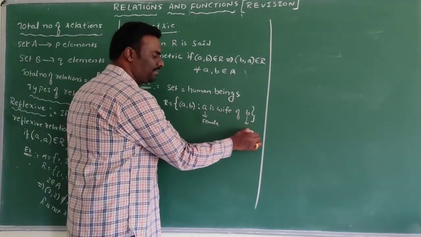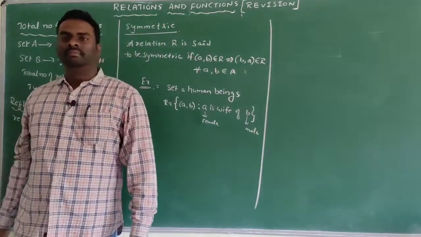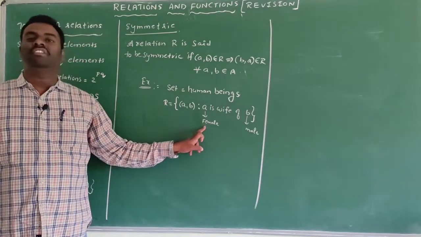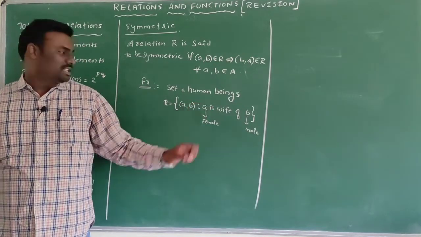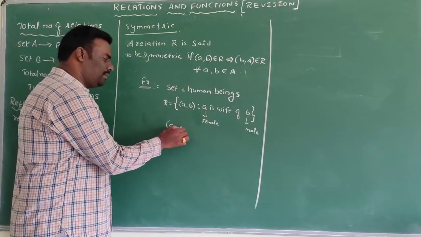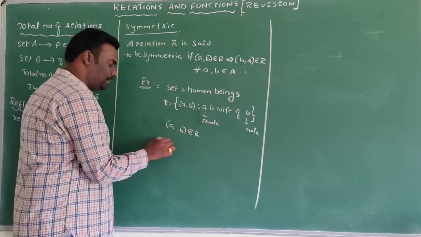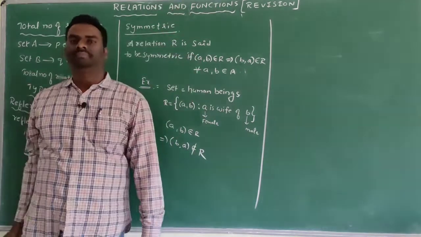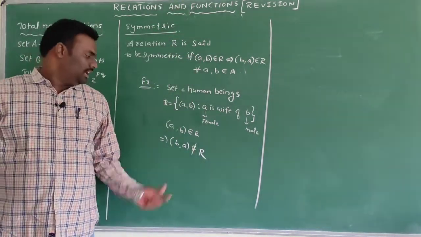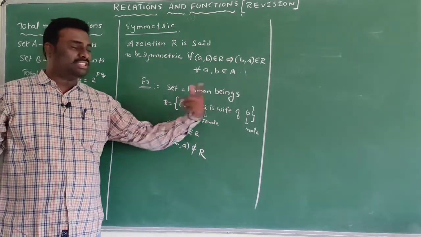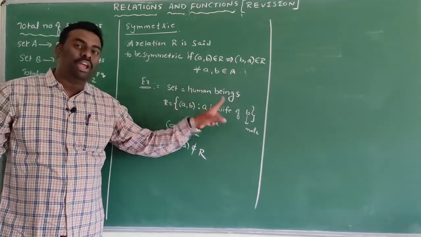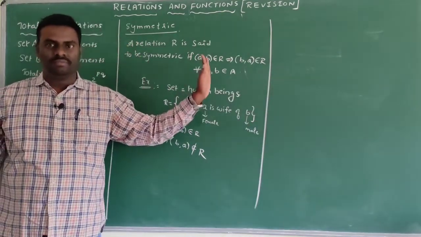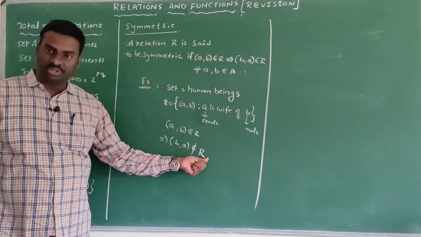B is male, so the reverse condition does not exist. Why? Because a male cannot be the wife of a female. That's why here (A, B) belongs to R, but (B, A) does not belong to R. Why? If (B, A) belongs to R, what is the sentence? B is wife of A. That statement is false. That's why it does not belong to R.